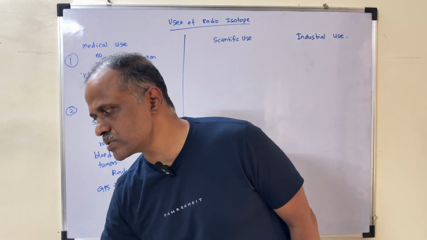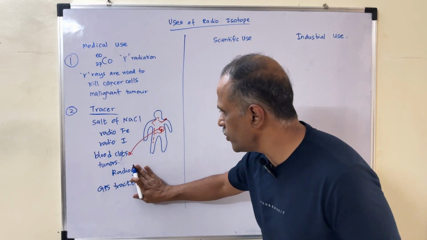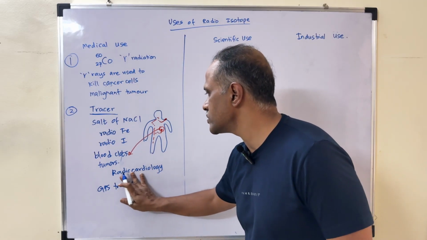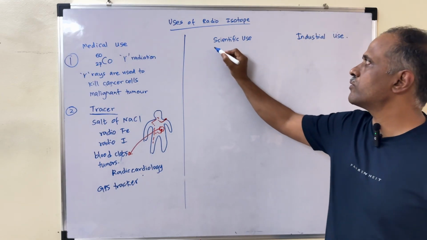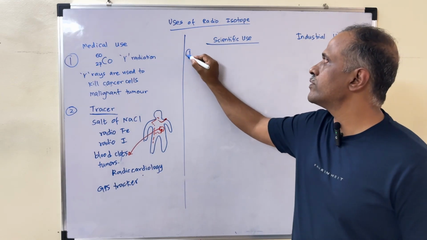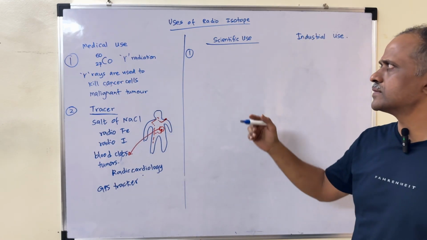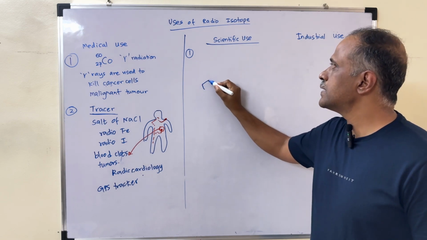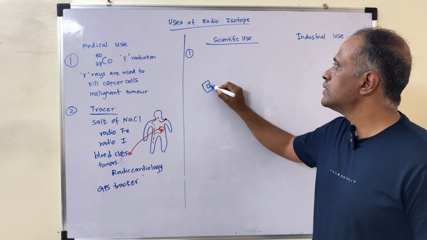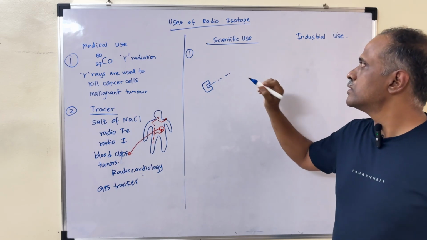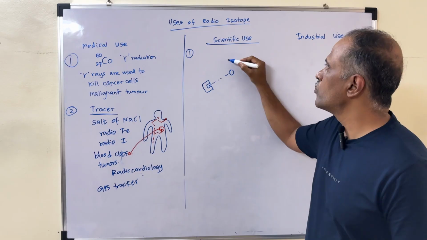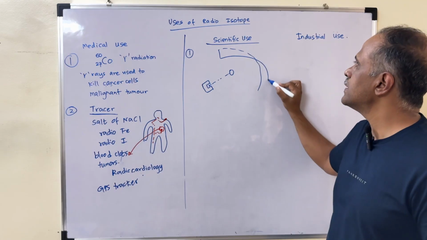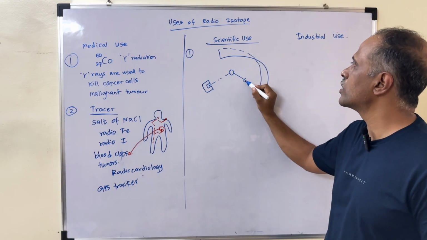Now, this second use is called radiography. Sorry, my mistake. Now the second main category is the scientific use. In the scientific use, radioisotopes help to study the nucleus of certain atoms. You might have studied the Rutherford gold foil experiment, in which we had one gold foil over here.